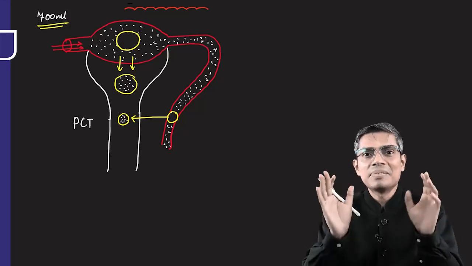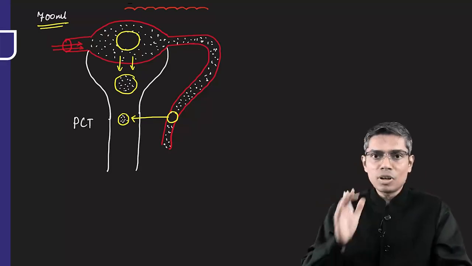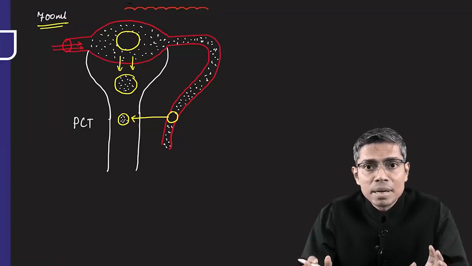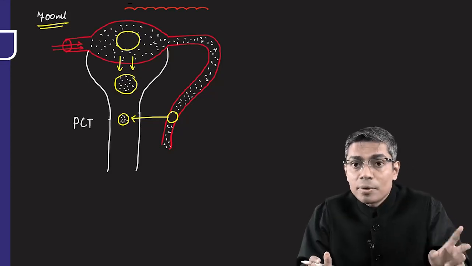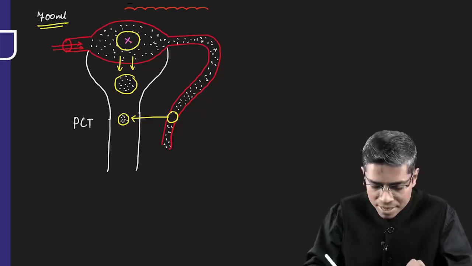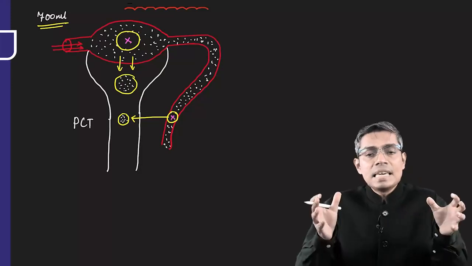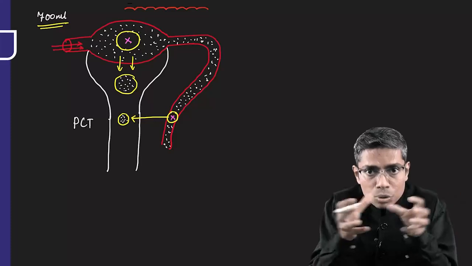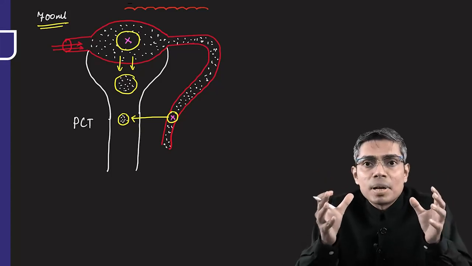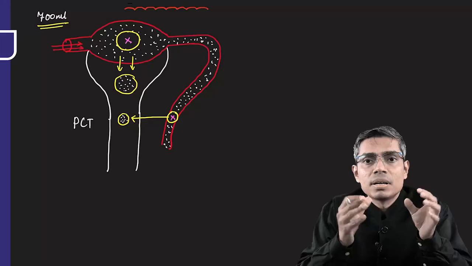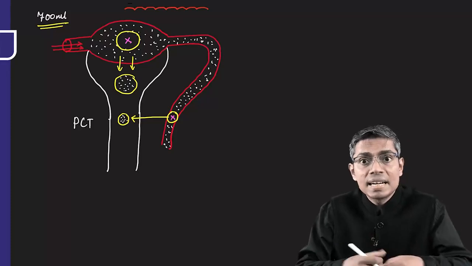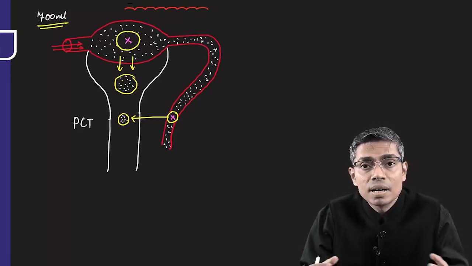Now, by definition, if you measure the volume of plasma which is getting cleared of this creatinine, where has the clearance happened from? The clearance has happened from two locations, from the glomerular capillary as well as from the peritubular capillary. If you measure this total volume of plasma which is getting cleared of creatinine, then that volume of plasma will be known as the clearance of creatinine. Getting my point? So it is the volume of plasma which is getting cleared of creatinine.